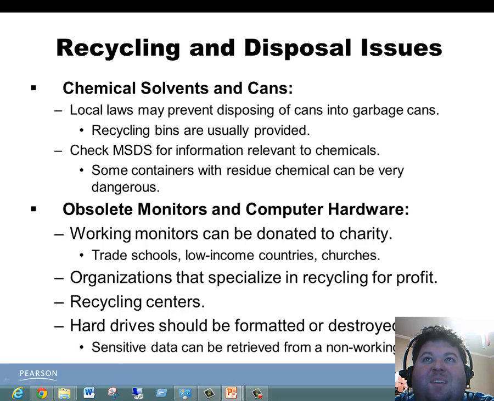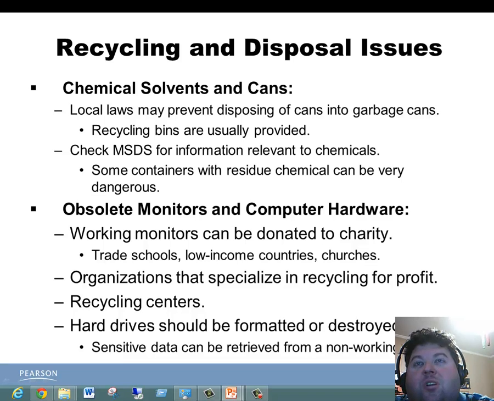So check the MSDS sheet if you're not sure whether you can just throw something in the trash can or not. Some chemicals, especially some cleaning solvents that you might use, will tell you that you need to do something special before you can throw them away.